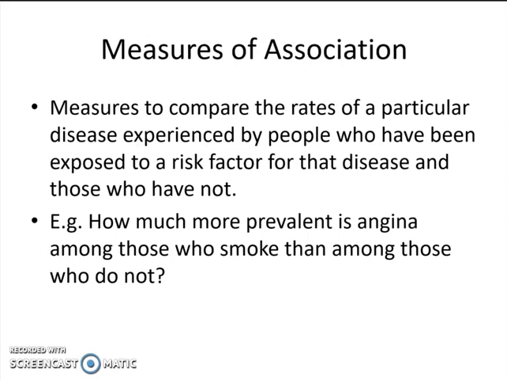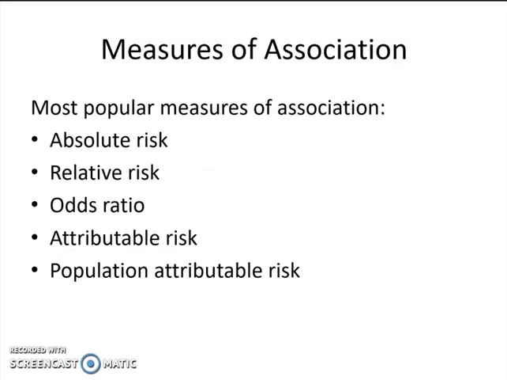Measures of association compare the rates of a particular disease experienced by people who have been exposed to a risk factor for that disease and those who have not. Example, how much more prevalent is angina among those who smoke than those who do not? The most popular measures of association include absolute risk, relative risk, odds ratio, attributable risk, and population attributable risk.